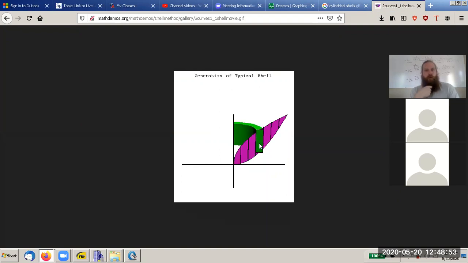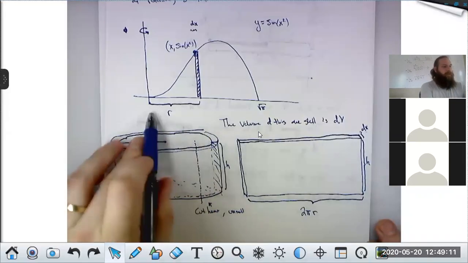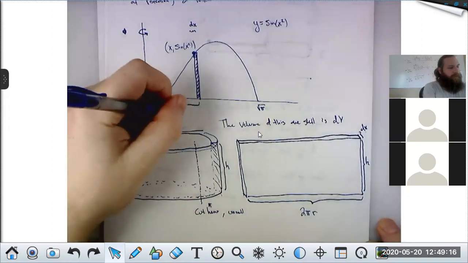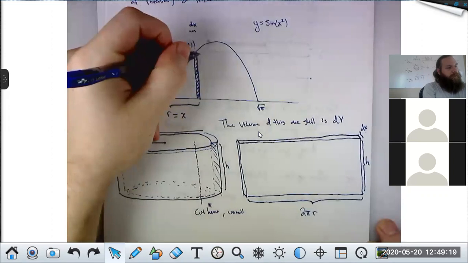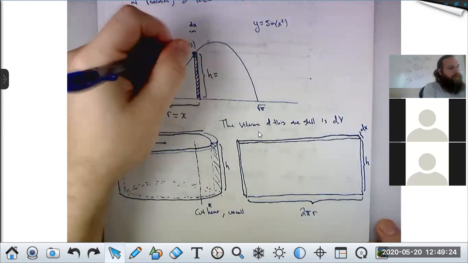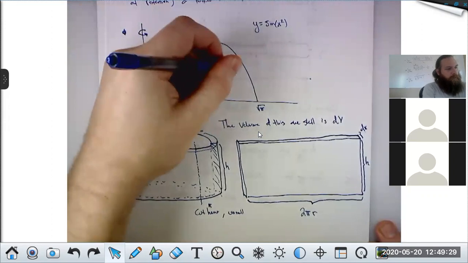If you look straight down from above, you're going to see a green circle. And the radius of that green circle is the distance from the middle of the circle to its edge, which is the distance from the axis of rotation to the strip. So that's this distance, which is just x, because I'm rotating about the y-axis. And the height of my cylindrical shell is coming from the height of the strip, which is just this y value. So that's the length of the strip. It's, in this case, the sine of x squared.